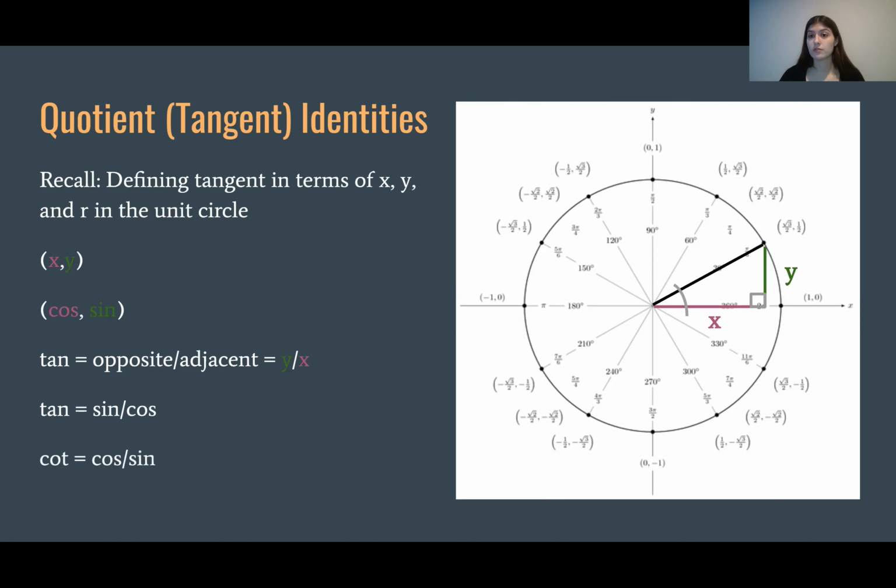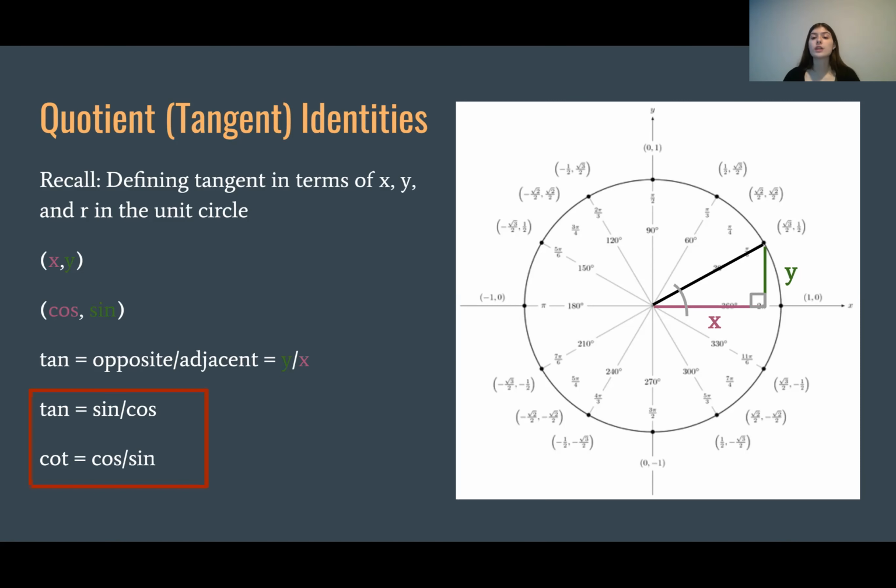And cotangent, because we know that it's the flipped version of tangent, instead of opposite over adjacent, it would be adjacent over opposite. It would now be cosine over sine. So cotangent of theta, the cotangent function of that angle, is equal to the cosine function value divided by the sine function value for that angle, all right? Those are our other two identities. These are the two quotient identities, AKA the two tangent identities.